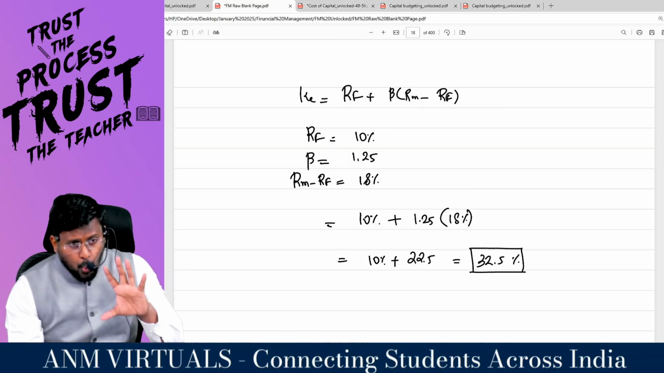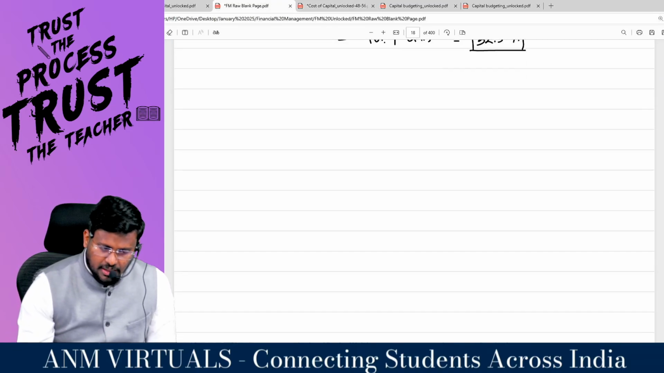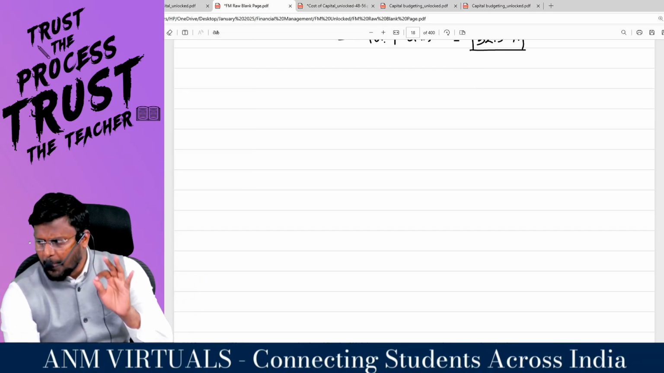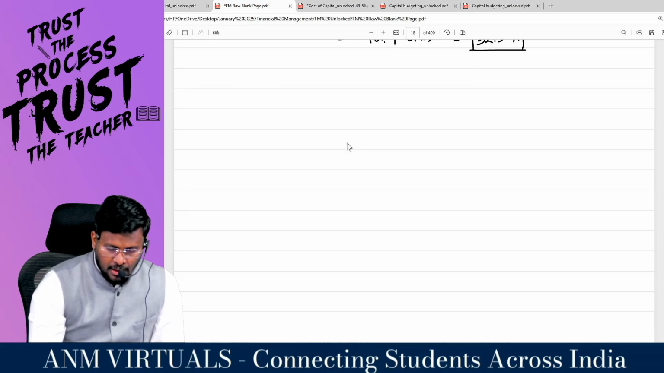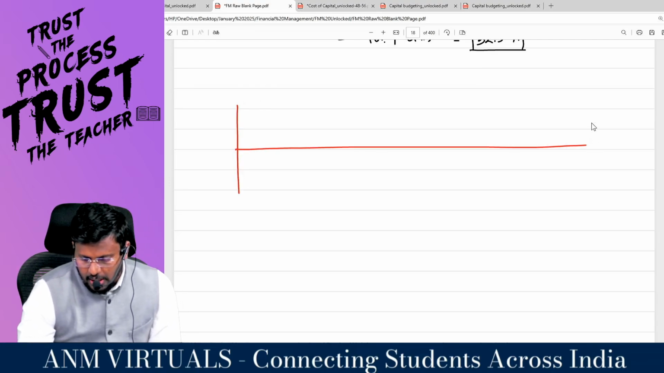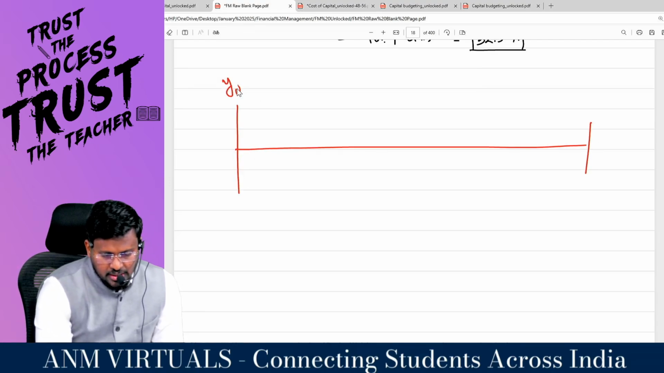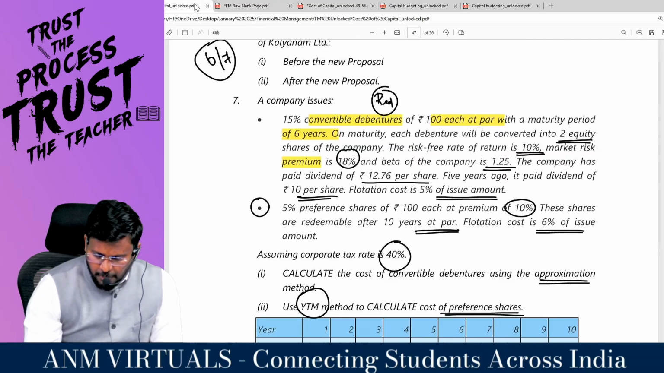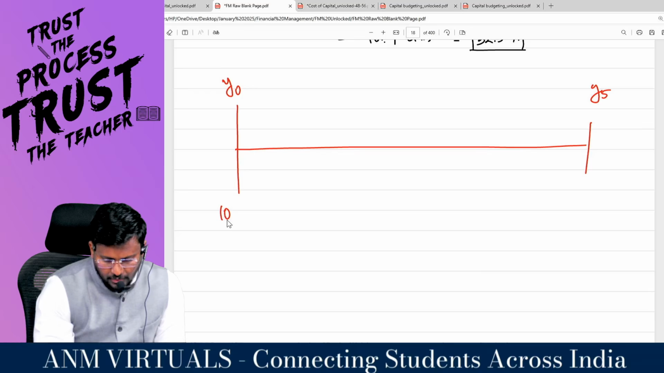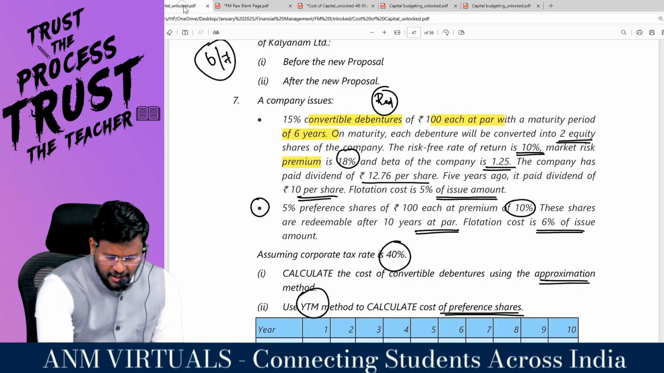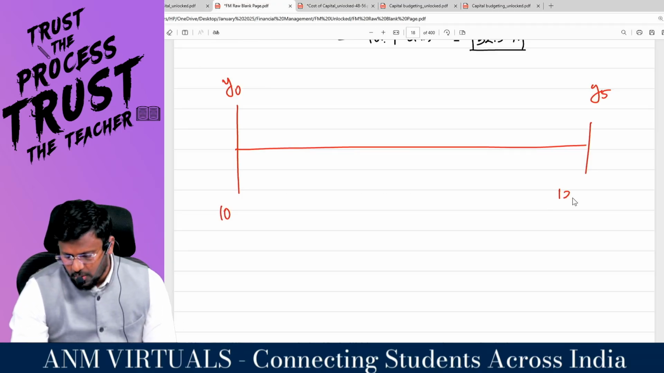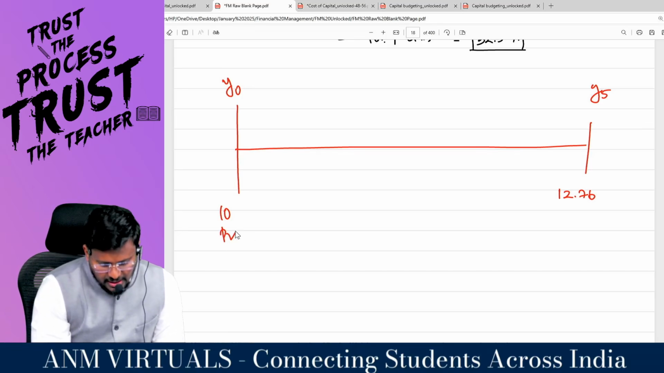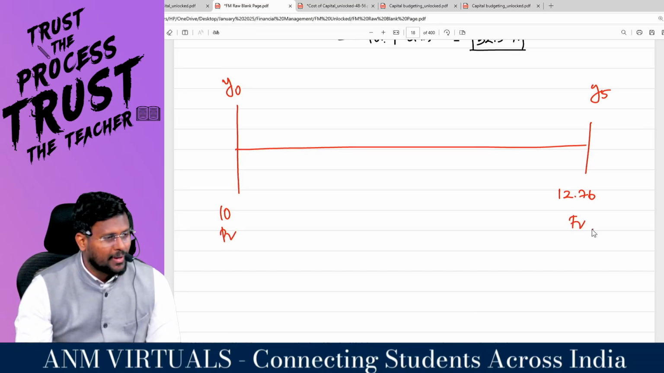Just listen very carefully. They are playing with concepts, pure concepts and logic. Here is year 0 and here it is year 5. Year 0, that is 5 years before, they paid a dividend of 10. And after 5 years, they paid a dividend of 12.76. So this is basically present value, and this is basically future value.